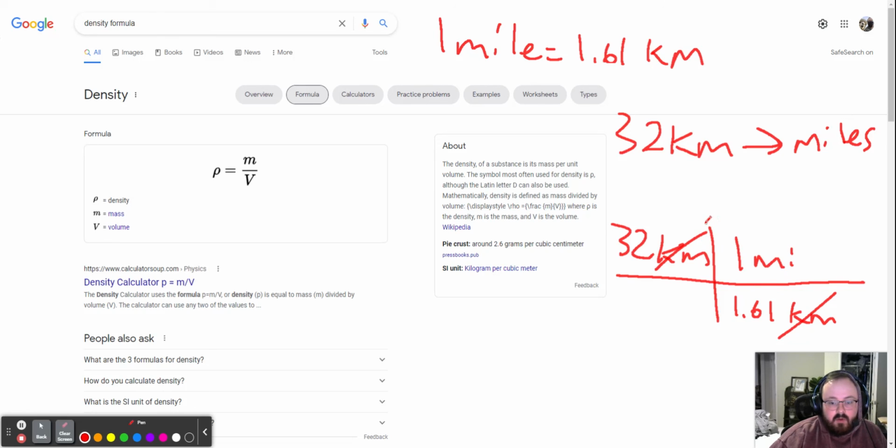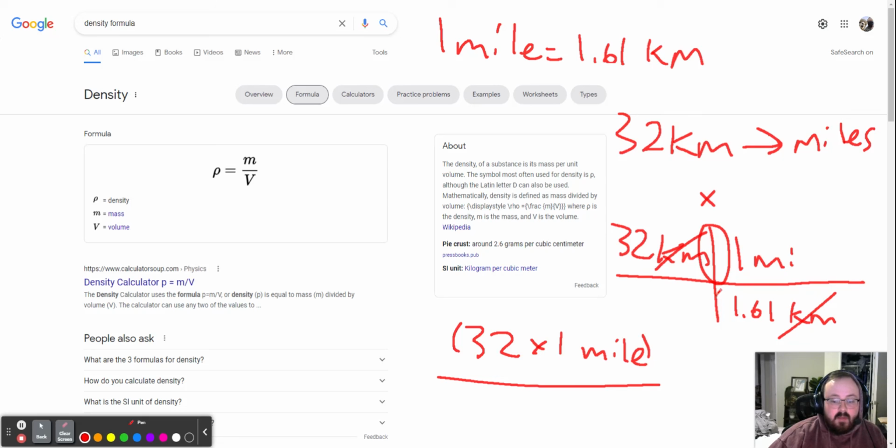And basically, where I'm circling here, this is your key to multiply everything on the top. So you multiply through on the top: 32 times 1 mile. Right? So you multiply by every single number here on the top. And then you divide all this stuff by the bottom numbers. You do the same thing with the bottom numbers. If you had a 4 here, you'd do 4 times 1.61. But we don't.